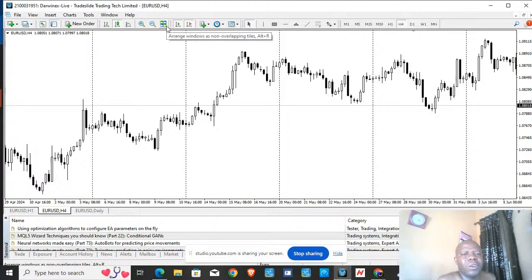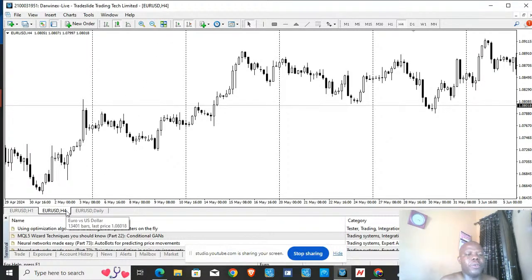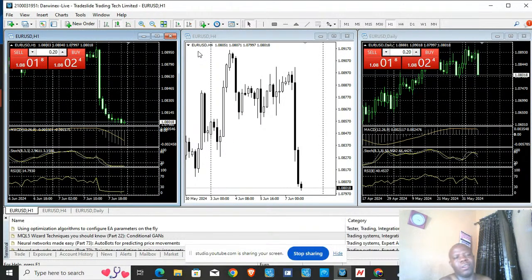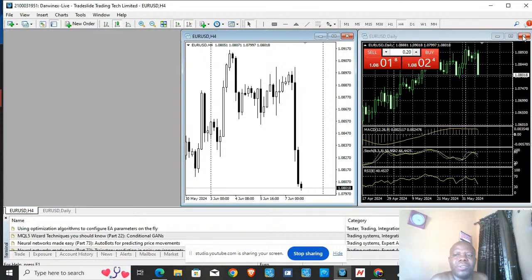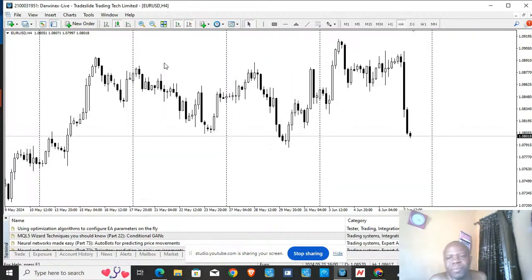Then we can arrange our windows as non-overlapping tiles. Like if I have three EUR/USD windows and I click here, it will join all of them together. So that's what it's all about, but I'm not going to dive into that now.